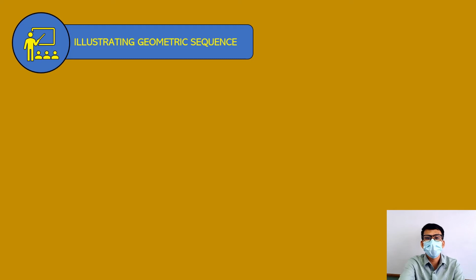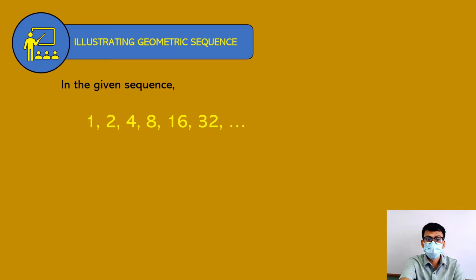Let's try to illustrate what a geometric sequence is. In the given sequence, 1, 2, 4, 8, 16, and 32, 1 is the first term, 2 is the second term, 4 is the third term, 8 is the fourth term, and so on and so forth. This is an infinite geometric sequence because you can see the ellipses. How do we know that this given sequence is a geometric sequence?